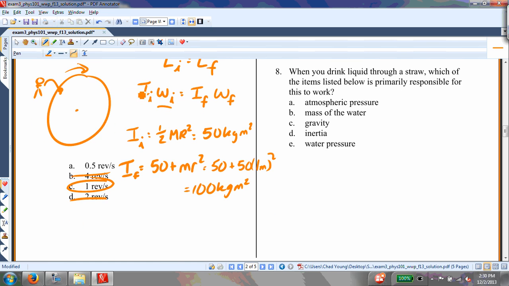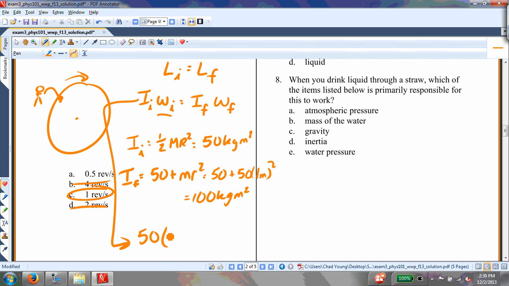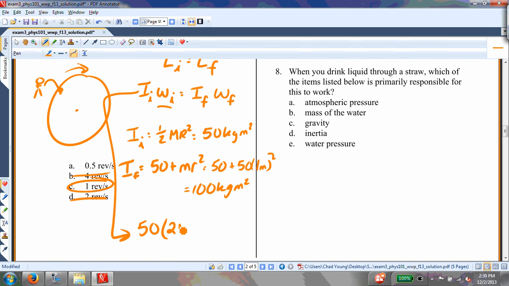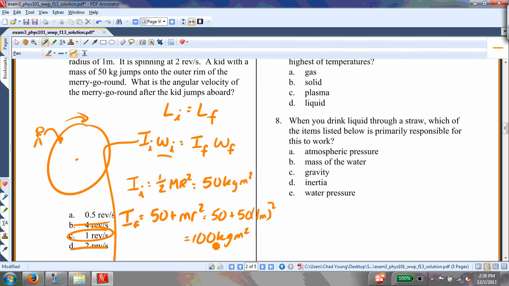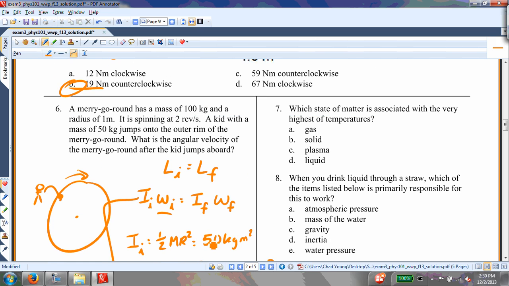Well, let's go ahead and work through this here. Just putting in the numbers here, I have 50 times omega initial, which was 2 revolutions per second, is equal to 100 times omega final. And solving for that, you get omega final equals 1 revolution per second. So number 6 is C.